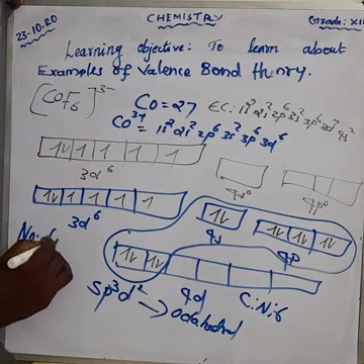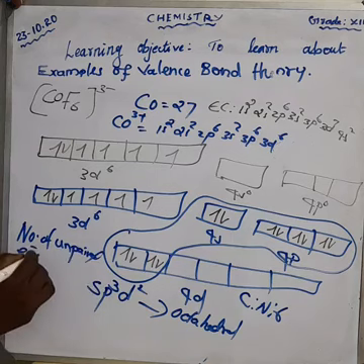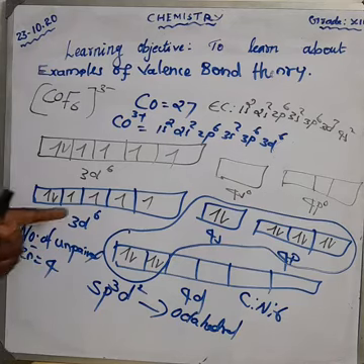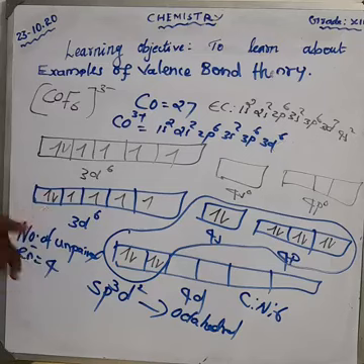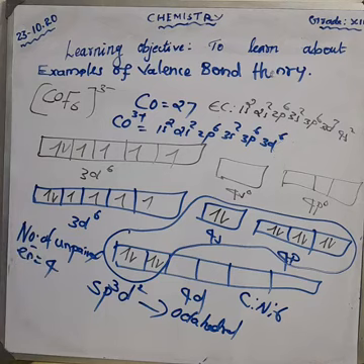The number of unpaired electrons is equal to 4. So we cannot say it is diamagnetic. It is paramagnetic, because here it has unpaired electrons. If there are unpaired electrons, it is paramagnetic. If there is no unpaired electron and all electrons are paired, it is diamagnetic.